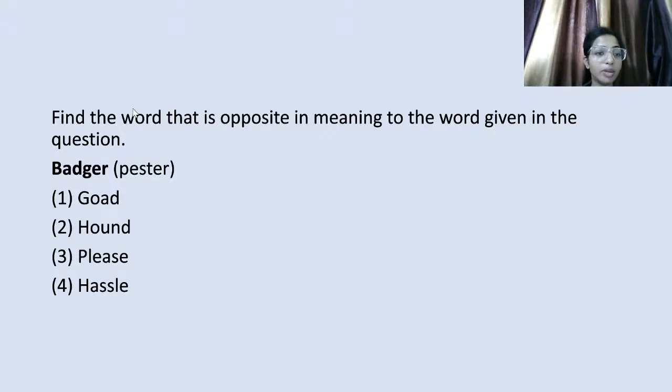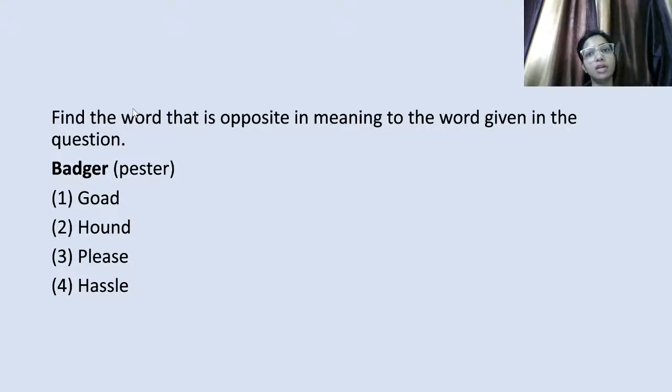So let's evaluate the options. By the way, the word badger means to pester somebody, to annoy somebody, to bother somebody. Now, when I know the meaning of badger, it will become relatively easier to find a better, more suitable option. Next word is goad. Goad means to hound somebody, to annoy somebody. So it is a similar word to badger, so this is not the right option.